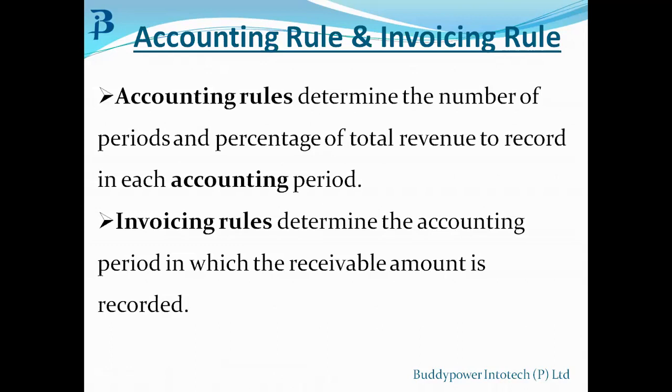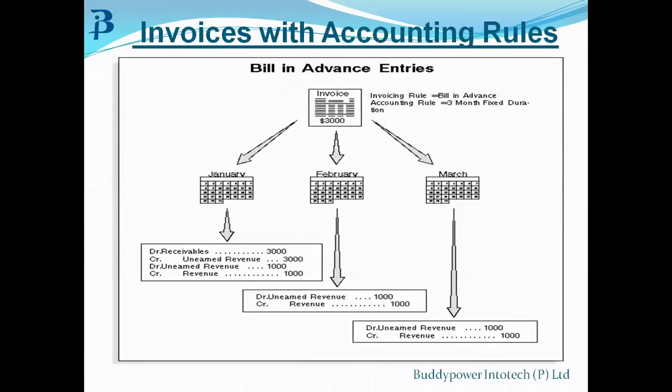So basically there are two types of invoicing rules, which are bill in advance and bill in arrears. So now let's understand what each of these means. The bill in advance rule is used to recognize the receivables at the time when the bill is raised. So it is an invoice created before the revenue is recognized.